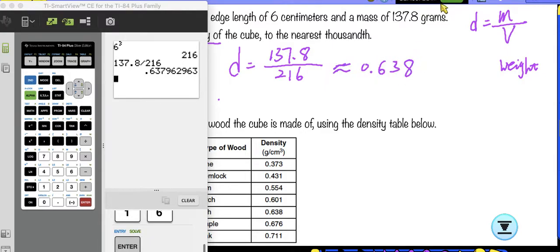And we also know the unit is gram divided by cubic centimeter, so that's why density is always the unit of mass per volume. Okay, so this is it.